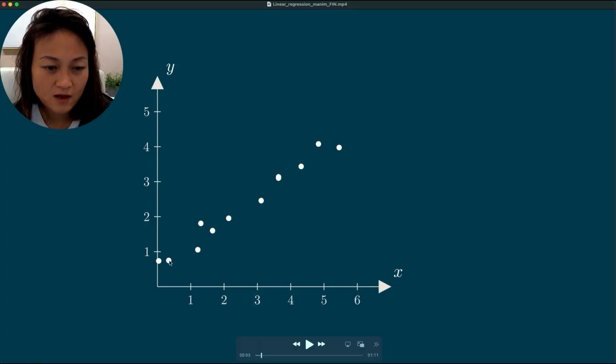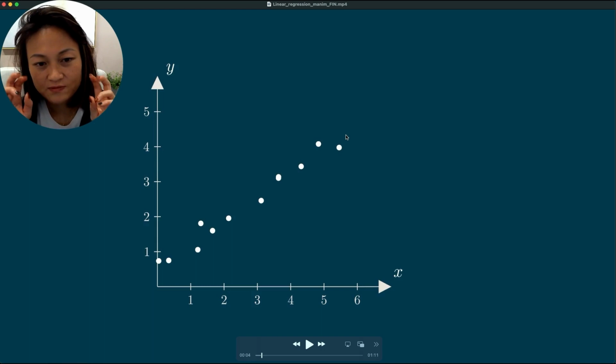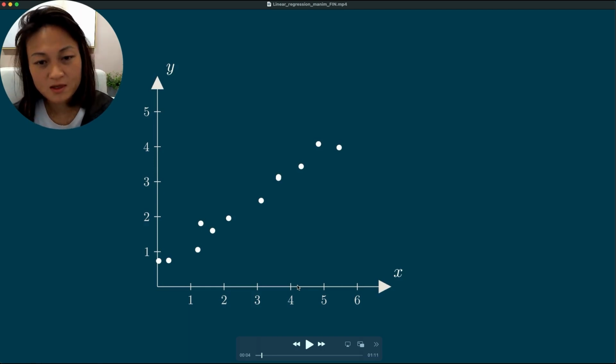Imagine you have a data set that looks like this. Each dot represents a data point. And for each data point, given some value of x, there's a corresponding value of y. And what you would like to do is to fit a model to this data set such that you can use the model to predict values of y if someone gives you an x.